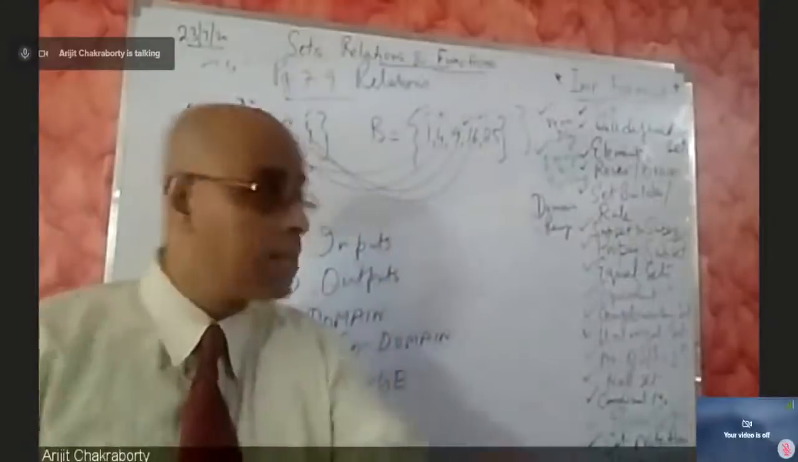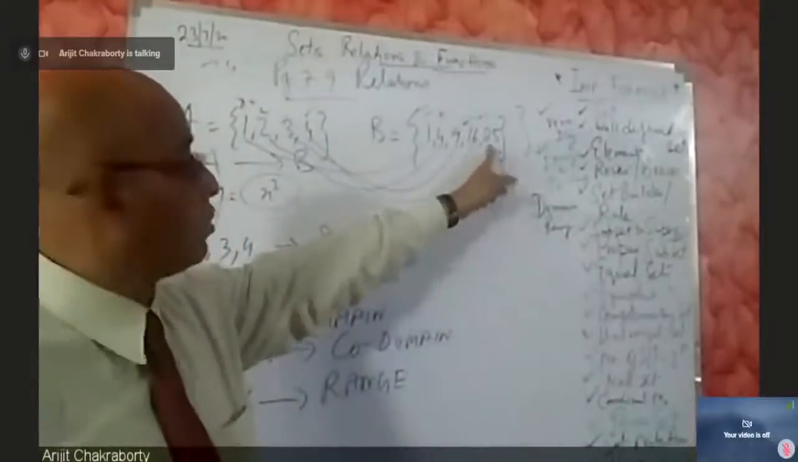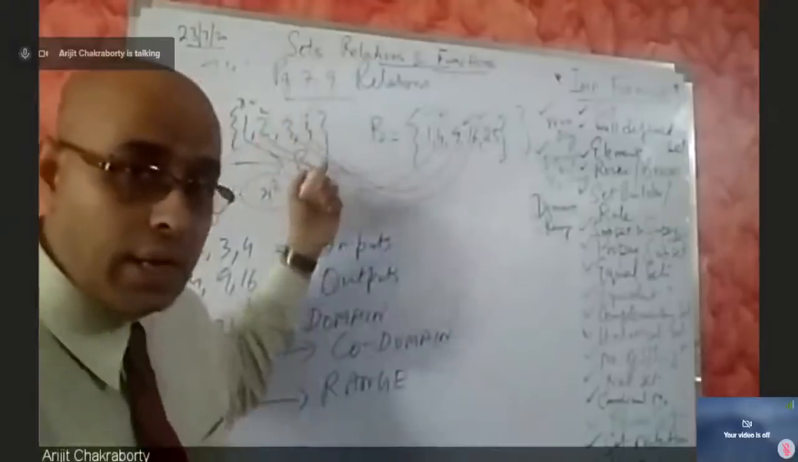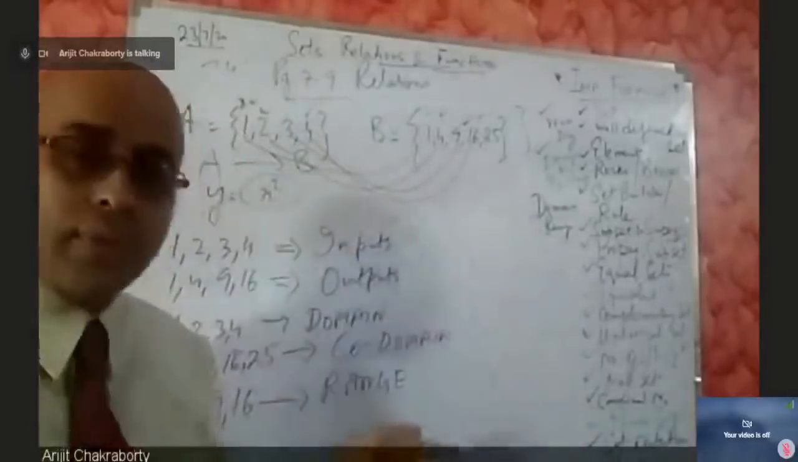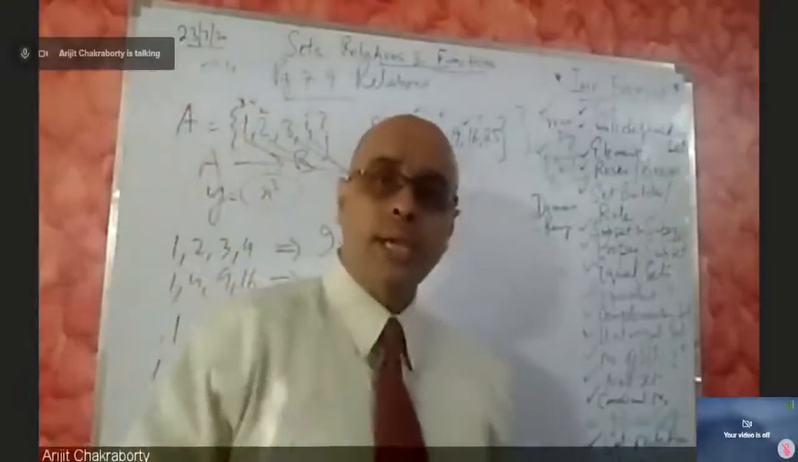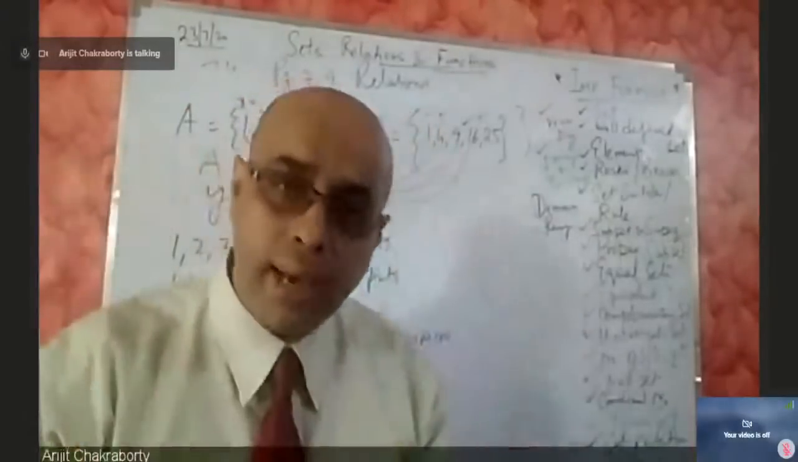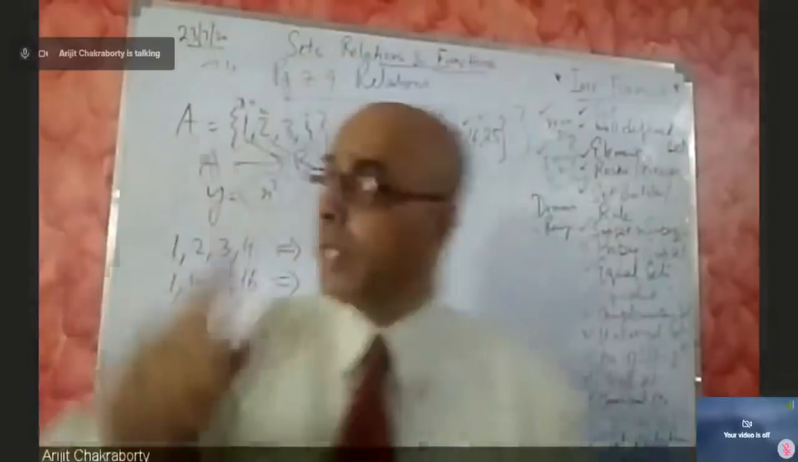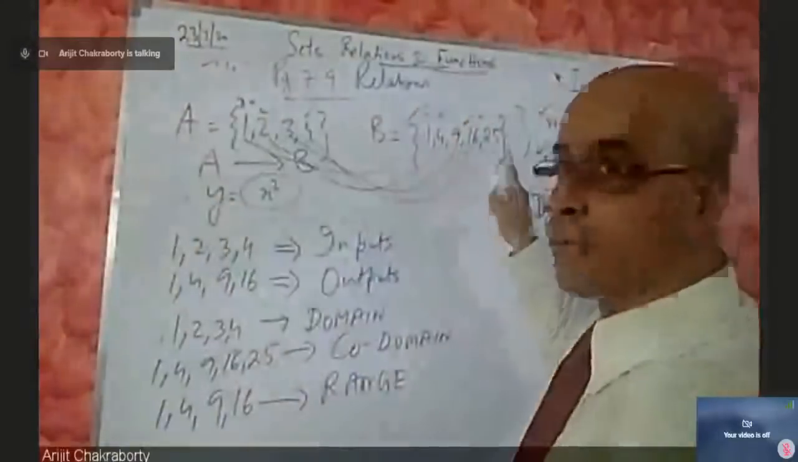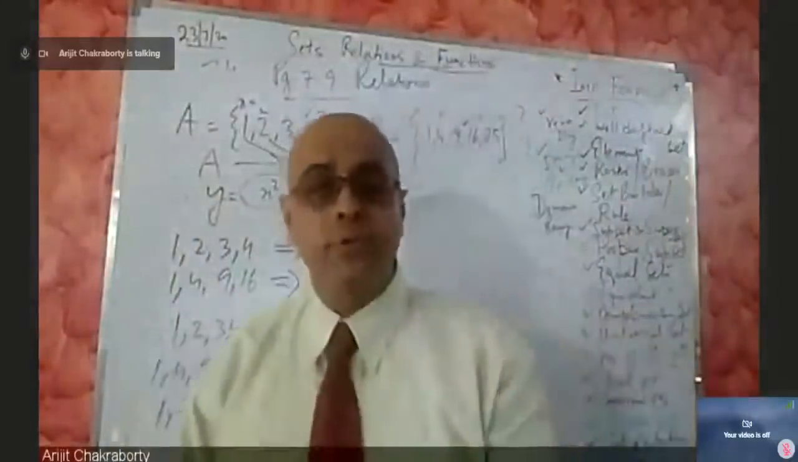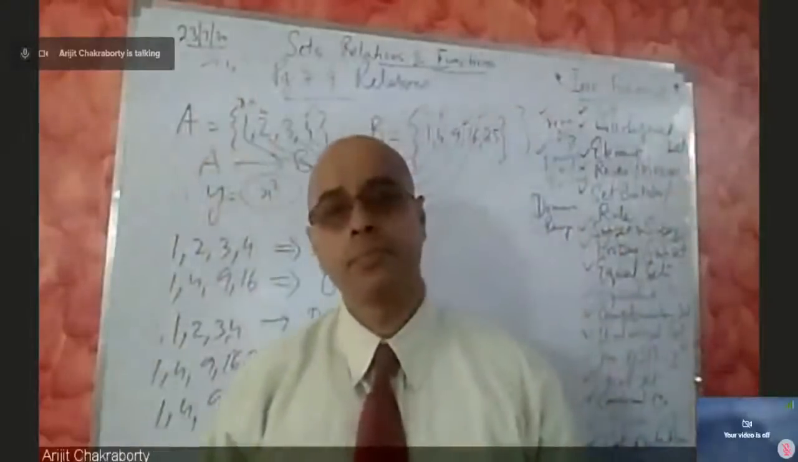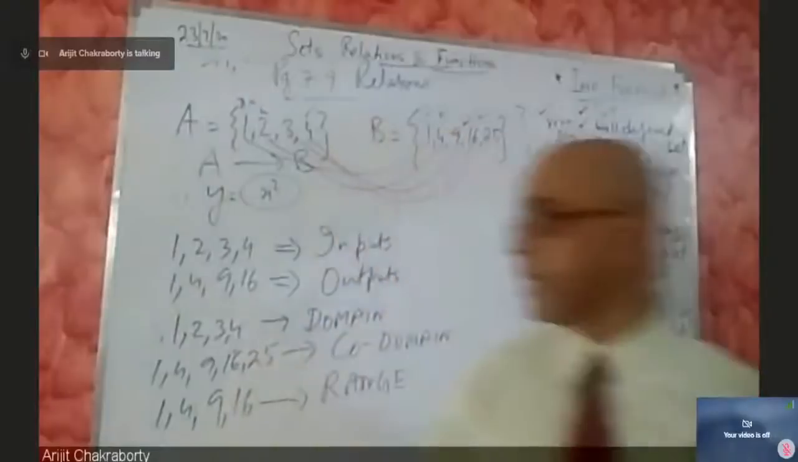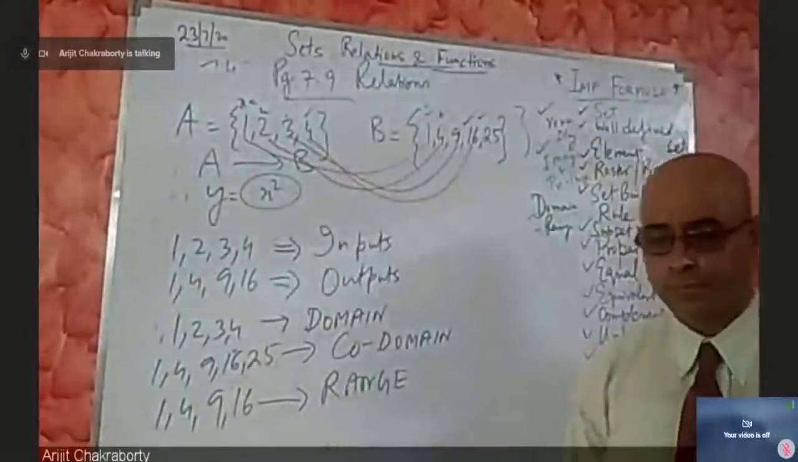But we don't have a pre-image of 25. If we had 5 here, then you could say 5 and 25 are linked. But since 5 is not there, the conclusion is that 25 does not have a pre-image in A. 25 belongs to set B, but it does not have a pre-image in set A. I hope it's clear. Once again, have a look at it.